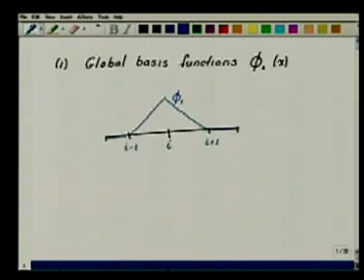They were continuous, and you can see that they are non-zero only in the elements I minus 1 and element I. So these were functions with local support. One thing that we should answer before going further is, why did we choose these functions?